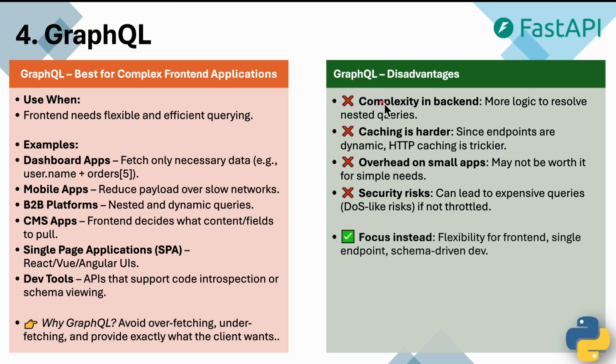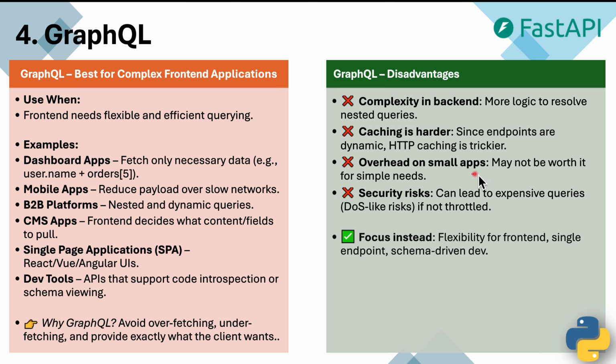GraphQL disadvantages. Complexity in backend: more logic to resolve nested queries. These queries will have to be implemented at the backend server. So caching is harder. Caching is very hard in GraphQL since endpoints are very dynamic and HTTP caching is trickier. So normally we don't do caching for GraphQL.